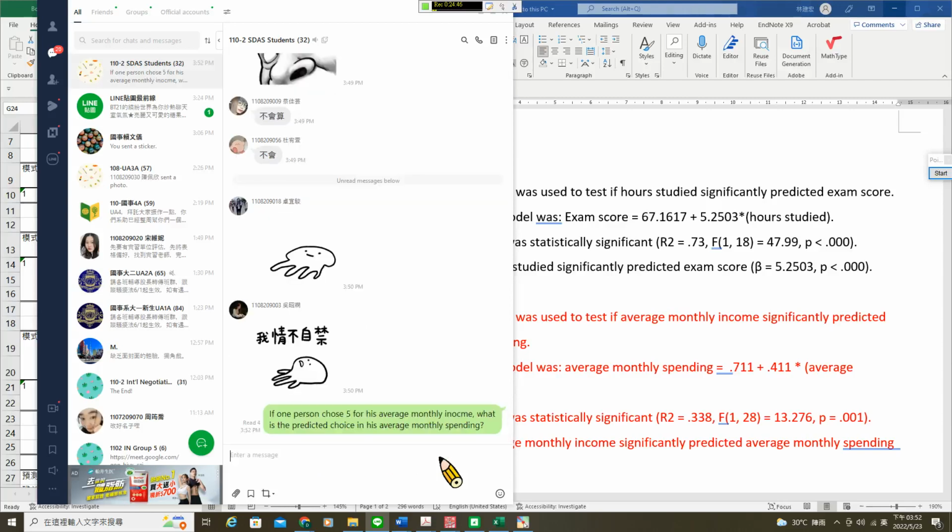So, can you answer this question? Let's assume he chose 5 for his average monthly income, then what is the predicted choice in his average monthly spending? Again, this formula can be helpful. Okay, now try your best.